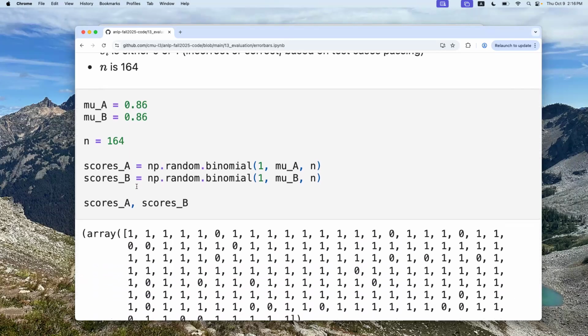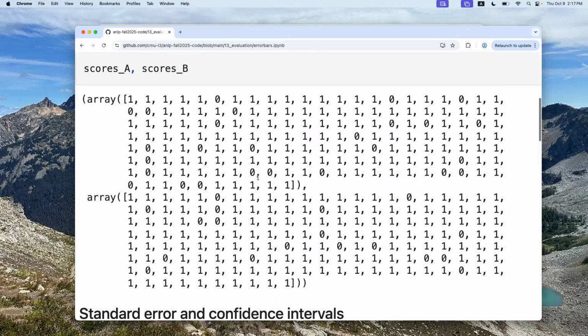Then what it's going to do is model the scores as being kind of samples from this binomial distribution with this given mean. And so you could imagine this as being like some simulation of an evaluation result that you get after you run two models.